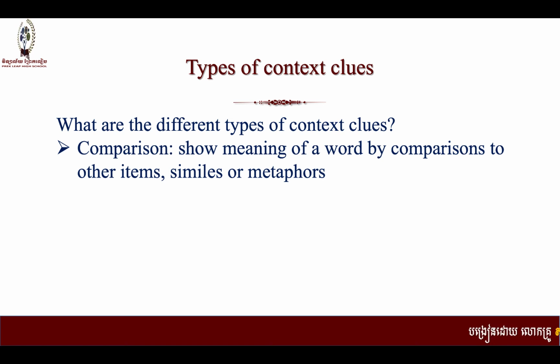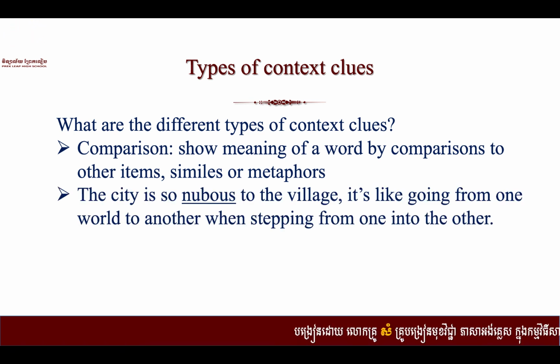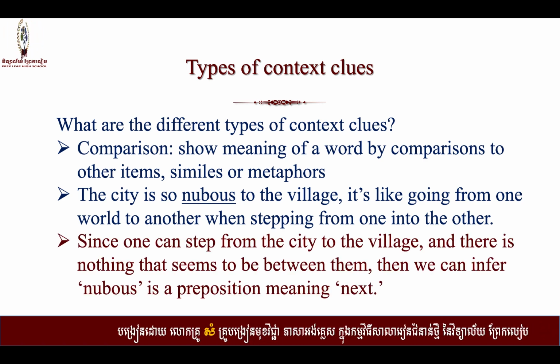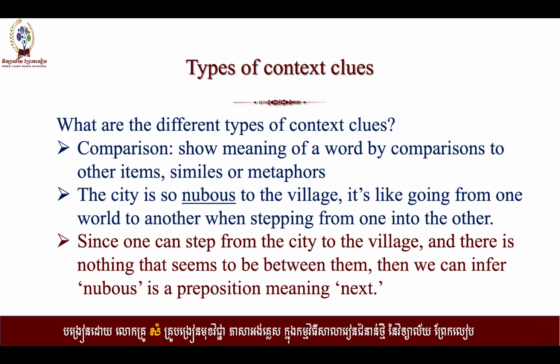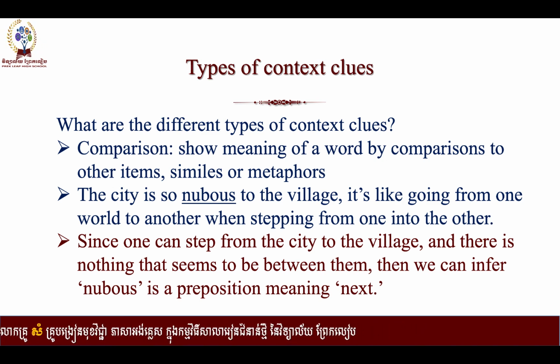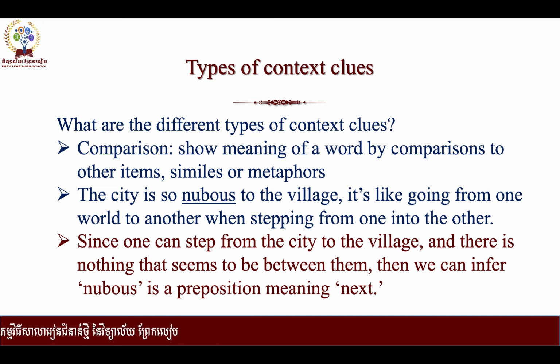Another type of context clue is comparisons, when we show the meaning of a word by comparisons to other items, similes, or metaphors, right? So the city is so nubis to the village, it's like going from one world to another when stepping from one to the other, right? So since someone can step from the city to the village, and there's nothing that seems to be between the city and the village, we can probably infer that nubis is a preposition meaning next, right? So next or right near.